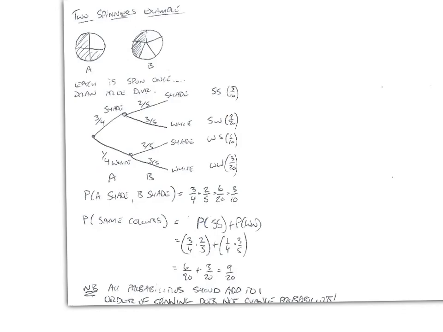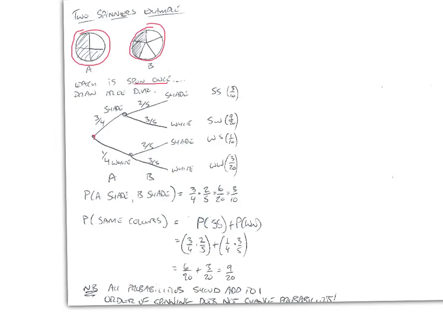Now let's look at a tree diagram example with two spinners. Okay, so here's spinner A, and there's 3 of 4 parts shaded. Spinner B, there's 2 of 5 parts shaded. Okay, and each spinner is going to be spun once.